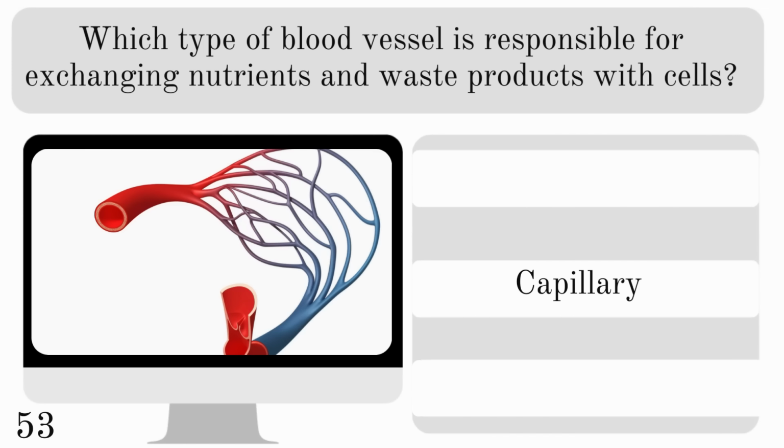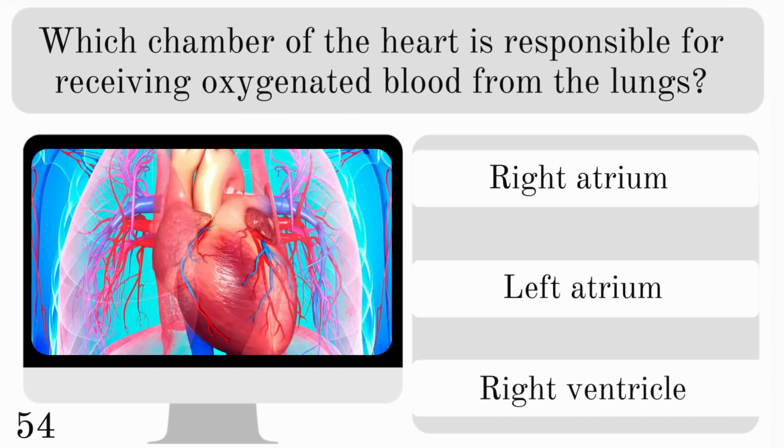And the correct answer, capillary. Which chamber of the heart is responsible for receiving oxygenated blood from the lungs? The right atrium, left atrium or right ventricle? And it is the left atrium.